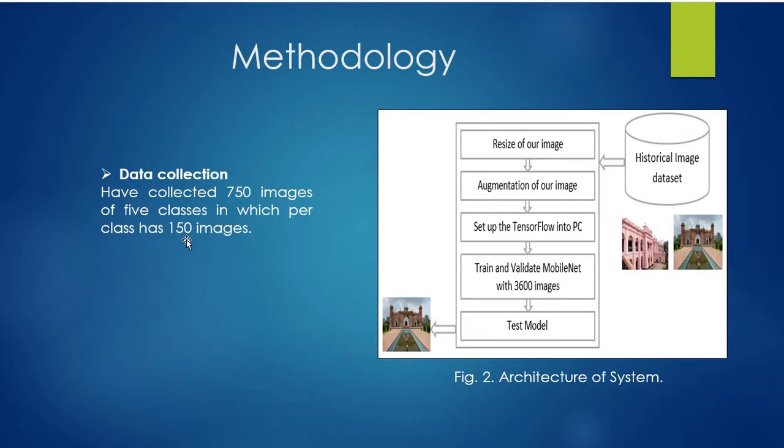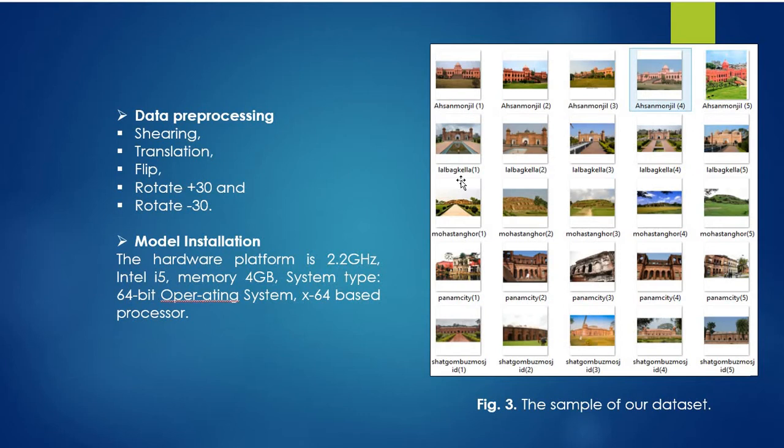Now, in the data pre-processing part, we have increased the dataset artificially, so that the dataset looks like fresh data. First of all, we resized the data, and then we used 5 different augmentation methods to increase the dataset. They are shearing, translation, flip, and rotating about 30° in the positive angle and 30° in the negative angle. A sample of our dataset is provided here in figure 3.